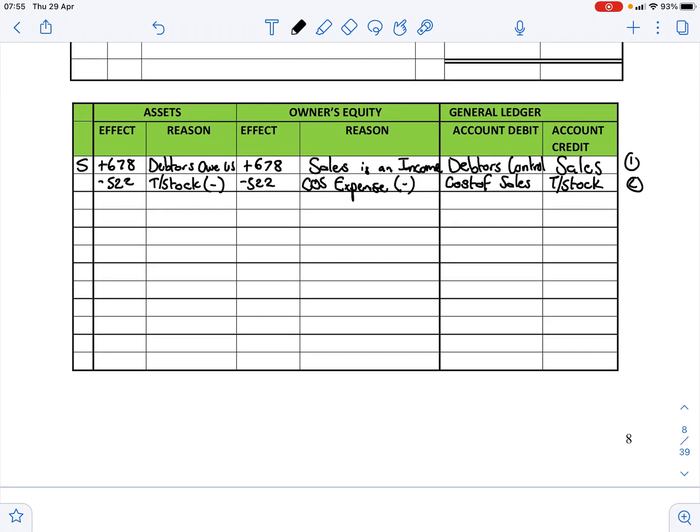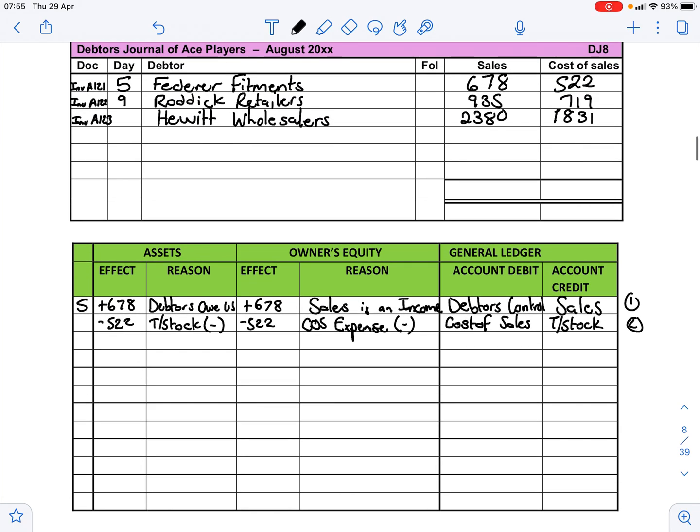So now we would need to put that into our accounting equation. The first one on the 9th. Again, it's a sales transaction. So we have step 1 and step 2. We have debtors control. We have sales. We have cost of sales. And we have trading stock.